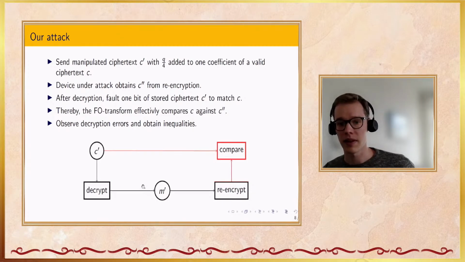A message M prime is retrieved from this manipulated ciphertext and then re-encrypted by the device. While this happens, we introduce a fault, a single bit fault, that changes C prime back to C. So the device now has this re-encrypted ciphertext C prime prime, but compares against the original ciphertext C and not against the manipulated ciphertext C prime.